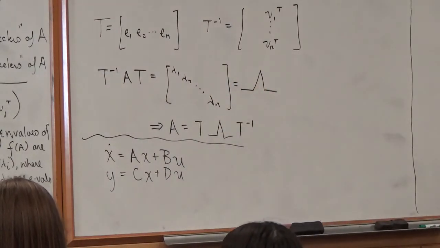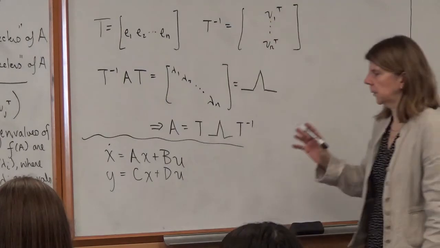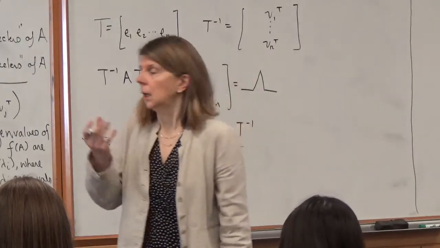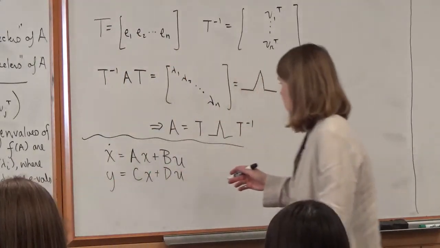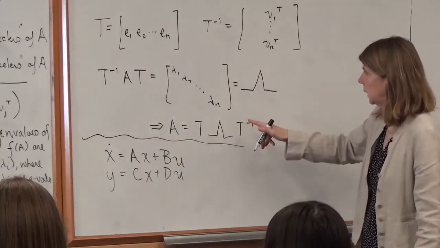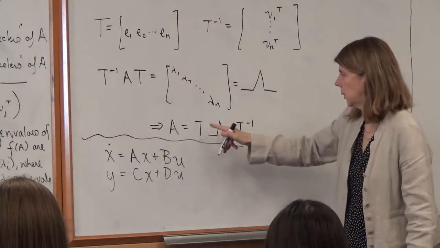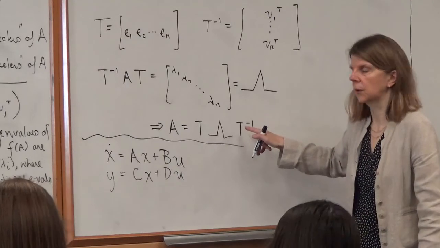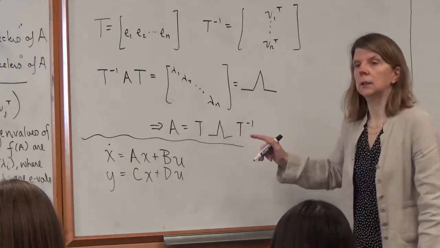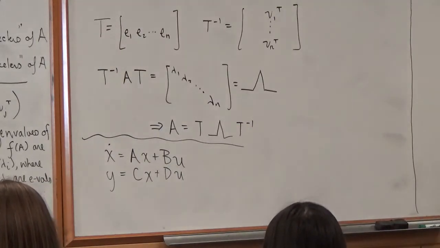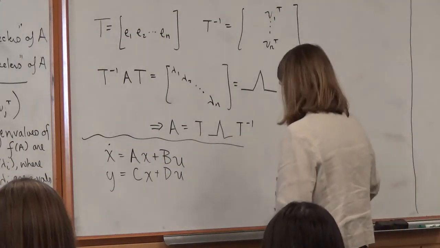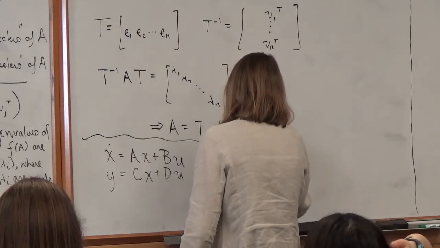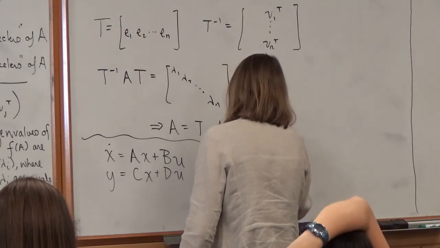What we often do, so you could do a couple of things. You could say, okay, I know that the solution of this depends on e to the At. I'm going to write e to the At in terms of, I'm not going to call it A anymore, I'm going to call it T lambda T inverse. And then I'm going to use that in computing e to the At. All right, so there's sort of two things you can do now. You could, one, write it out.